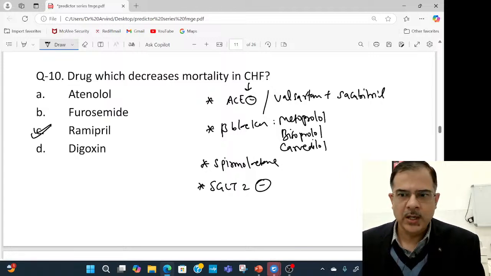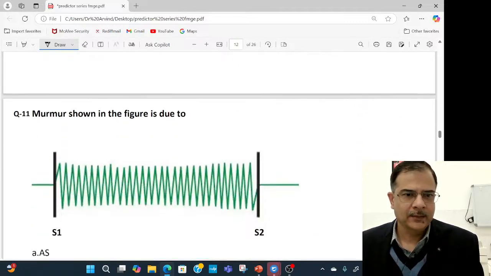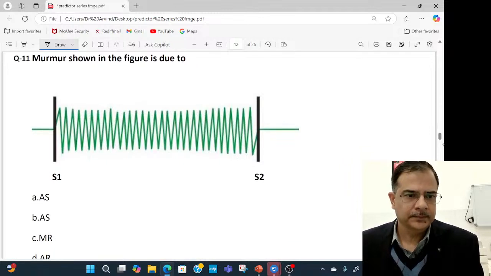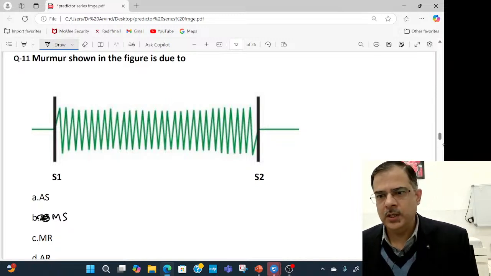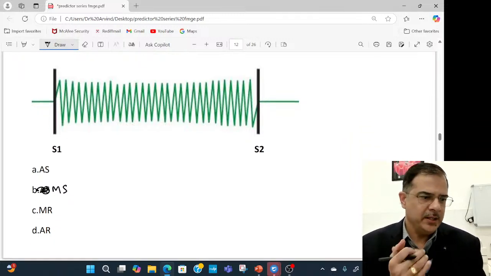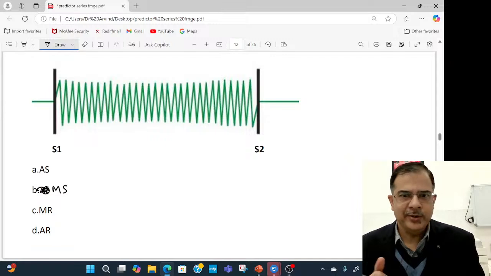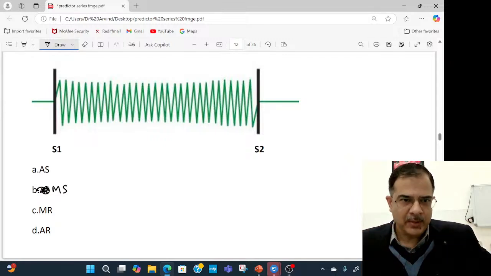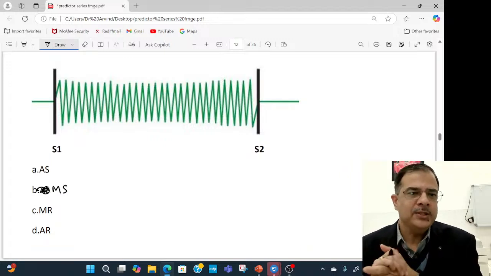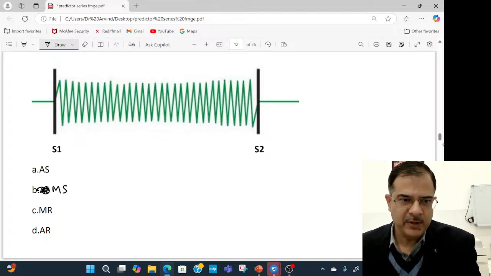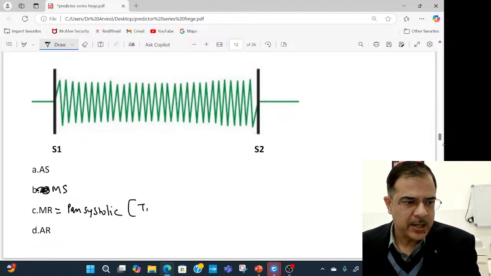Now moving on to question number 11. Identify this murmur in the given diagram. This murmur, as you know, starts from S1 and continues till S2. So this is a pan-systolic murmur. So the diagnosis here will be MR. MR causes a pan-systolic murmur. Other causes of pan-systolic murmur are TR and ventricular septal defect.